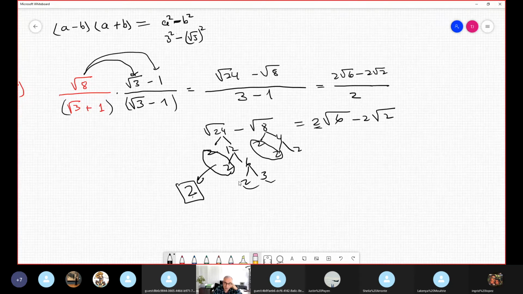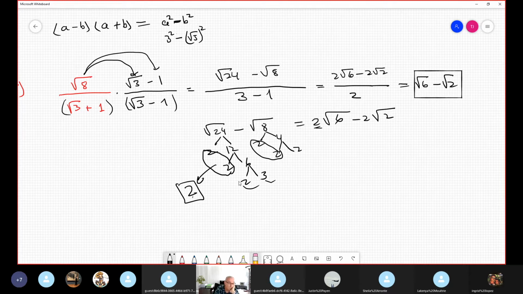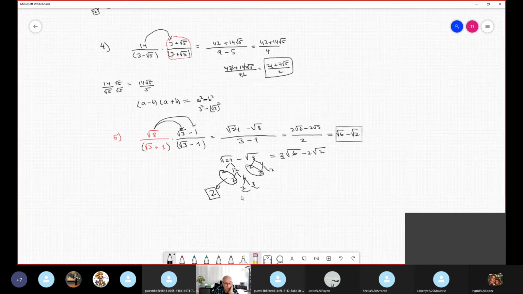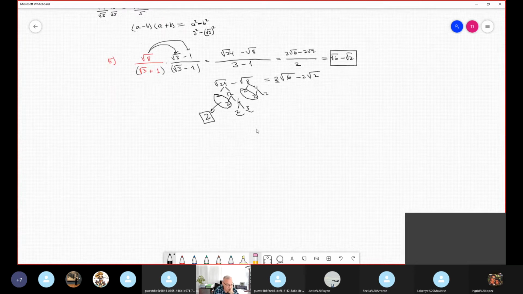Can we add or subtract? No, we cannot, because it's a different radical. But you can divide, yeah, you can divide. 2 divided by 2 is 1, so the answer is radical 6 minus 2 divided by 2 is radical 2. This is the beautiful final answer. I like this. Okay, rationalization when you have a binomial.